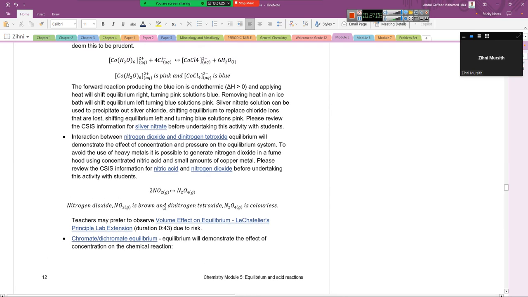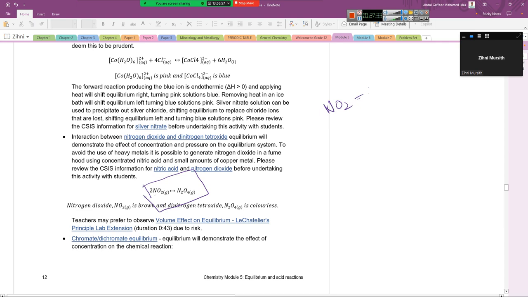Now you can see this. Here you should know the color of these components also. What is the color of NO2 gas? NO2 gas is a brown color gas, and N2O4 is colorless. The name of NO2 gas is nitrogen dioxide, and the color of this gas is brown.